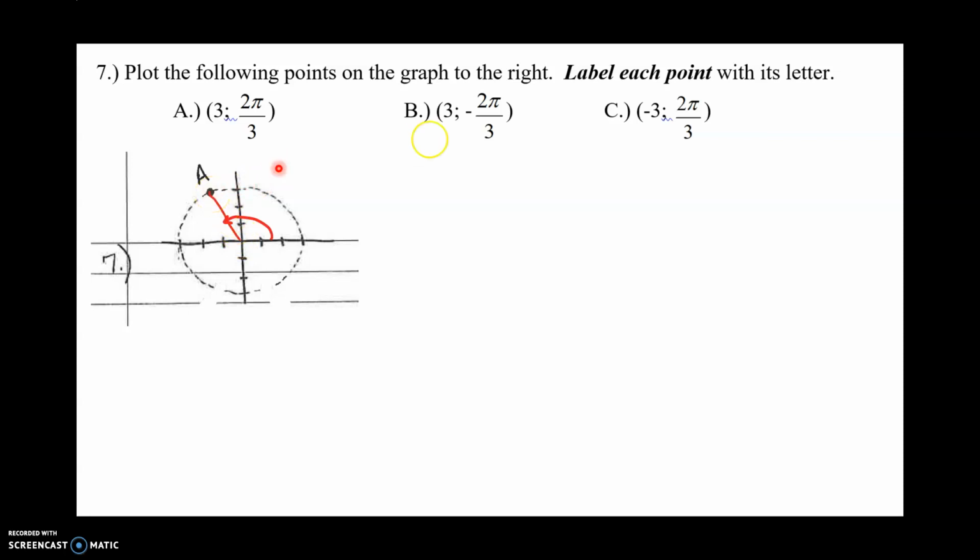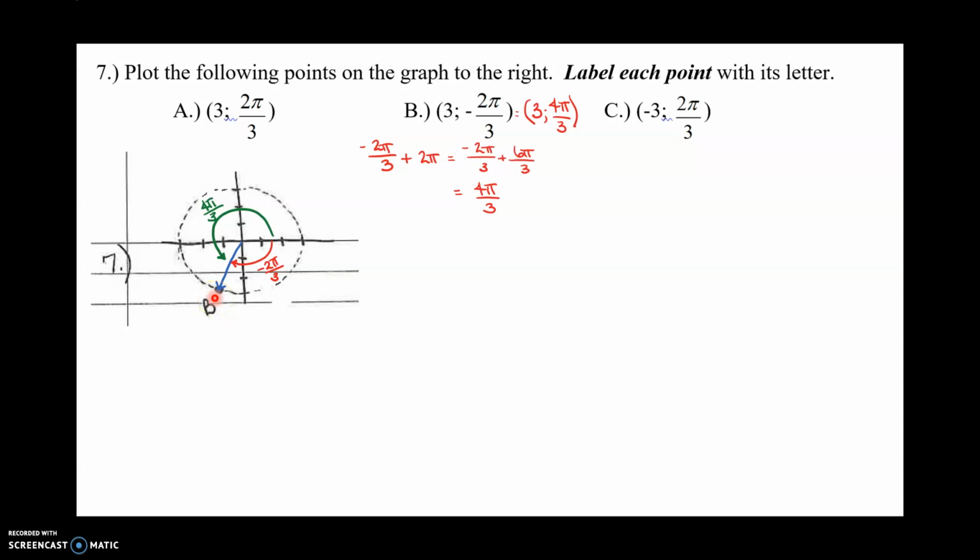All right, for point B, we have 3, negative 2 pi over 3. Now, again, 2 pi over 3 is 120, so that's 3, negative 120. Now, if the negative angle doesn't bother you, all you have to do is just start right here and go down 120 degrees, or go down 2 pi over 3, and then go out a length of 3. So that would be one way to get point B.